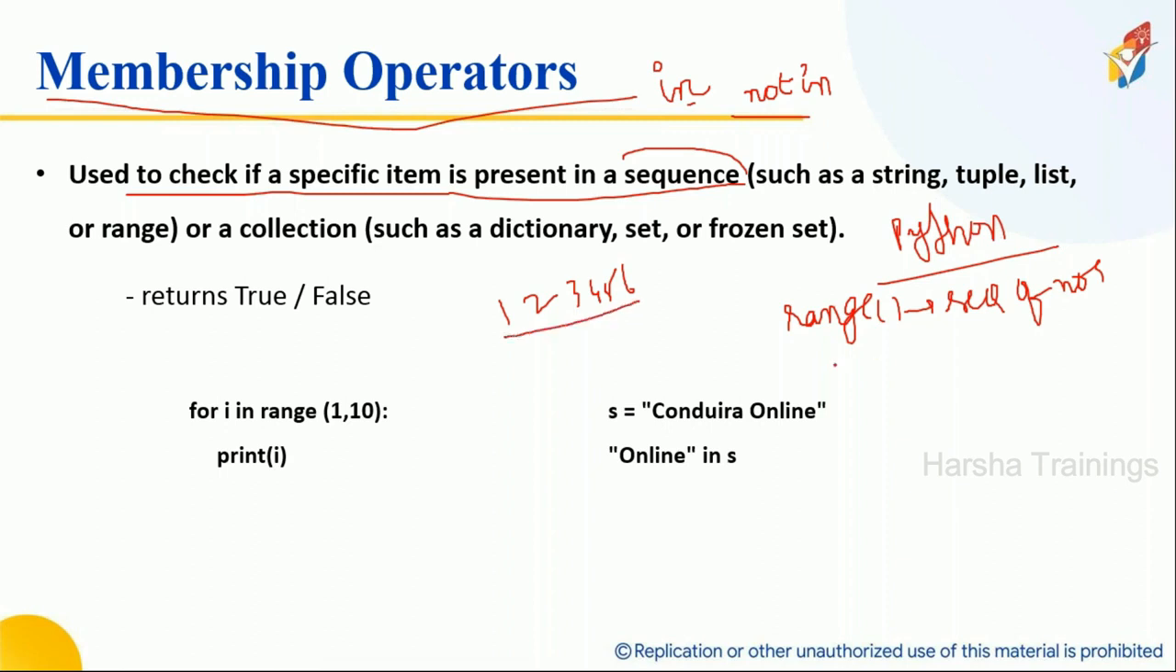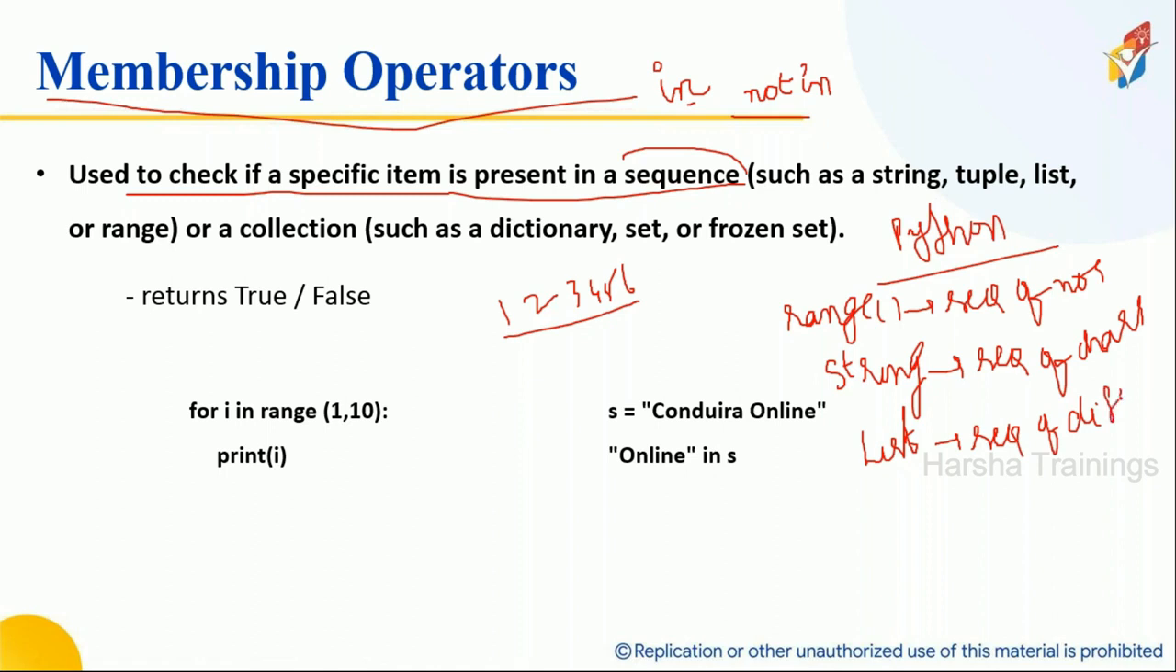Another one is a string object. String generates a sequence of characters. Then the third one is a list object. List generates a sequence of different data types. The fourth one is tuple. Tuple is also like a list, but it is immutable. It is also a sequence of different data types.